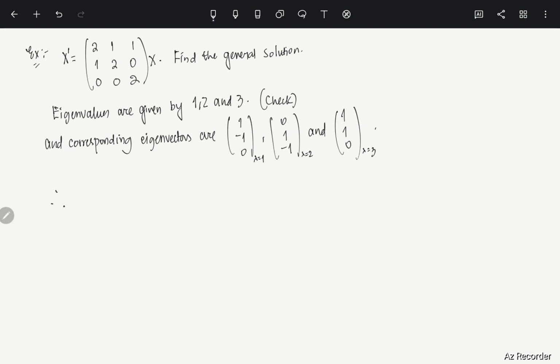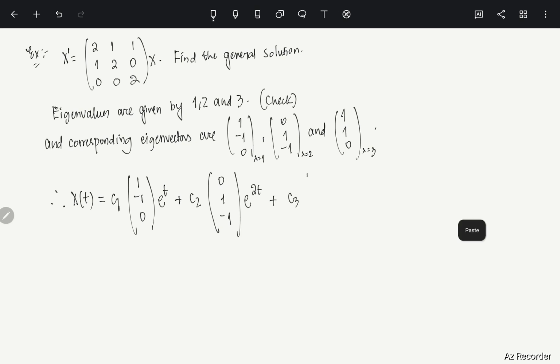So therefore, the eigenvalues are distinct, so the eigenvectors are linearly independent. The general solution in this case, the solution space is of 3 dimensions. So the general solution x(t) will look like c1 times the vector (1, -1, 0) times e^t, plus c2 times the second vector (0, 1, -1) times e^(2t), plus c3 times the third vector (1, 1, 0) times e^(3t). That's what you are going to get.